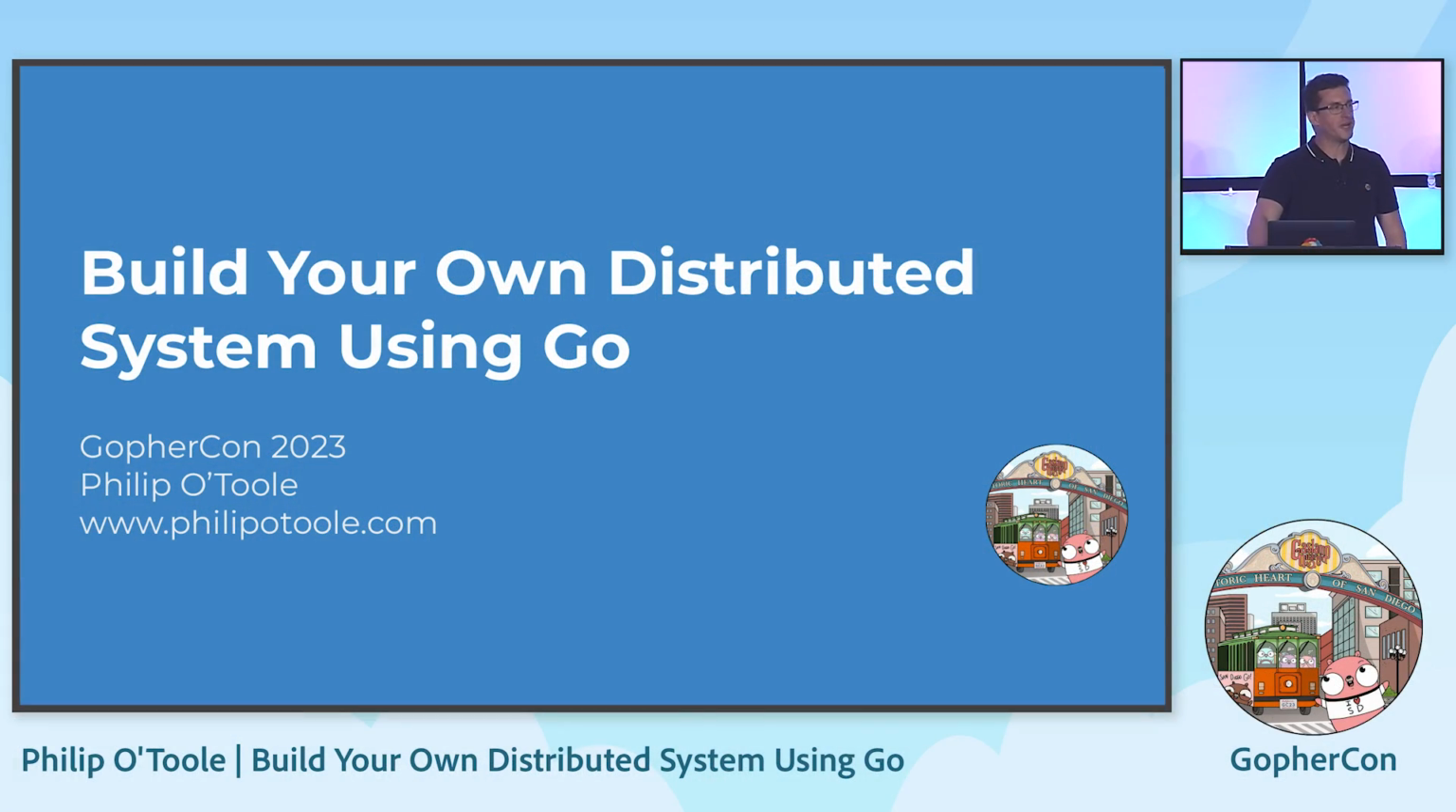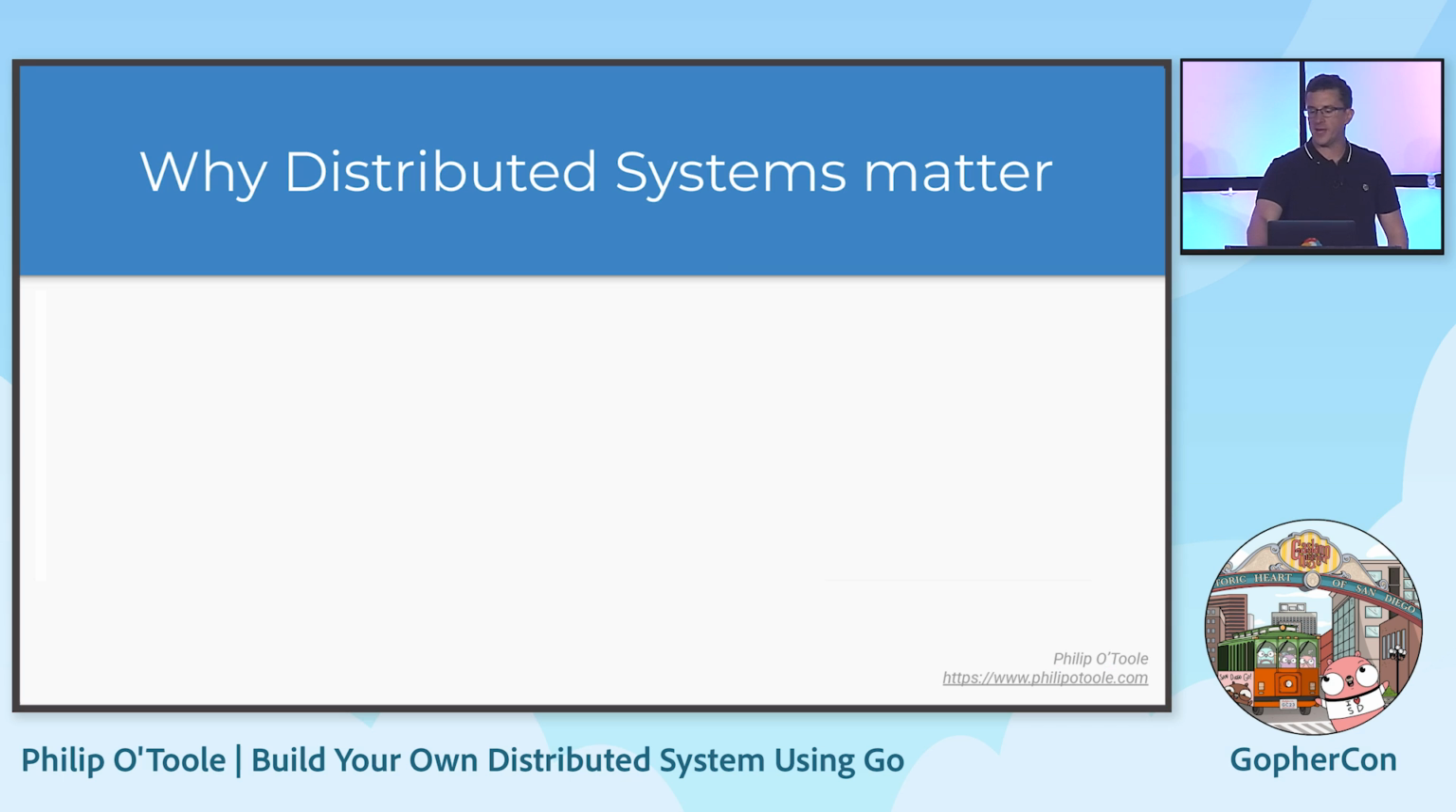So why should you care about distributed systems today? My name is Philip, and I want to start today's talk by answering that question. Because if we're going to learn how to build them, we should first understand why we build them. Distributed systems are the backbone of modern computing, particularly web scale.